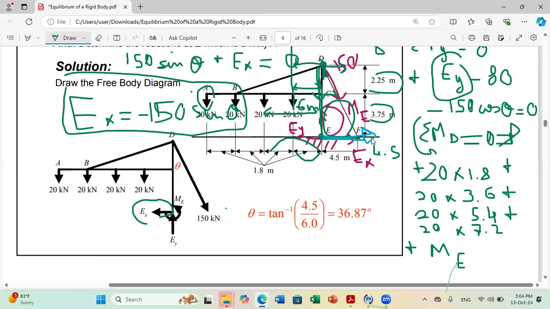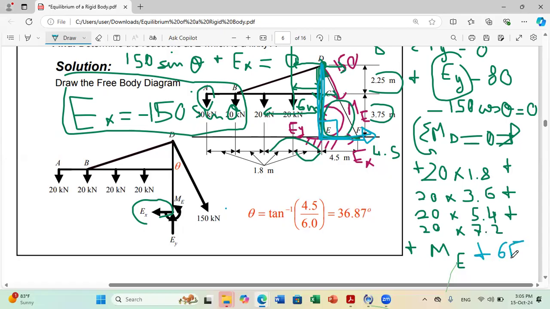So I will keep EX in this direction, and I will say, if I take EX positive in this direction, what is its moment about D? This is the perpendicular distance. The perpendicular distance is equal to 6 meters. And since I considered EX to be positive to the right, it's producing in this figure a moment in the counterclockwise direction. So it's a plus 6 times EX, okay?